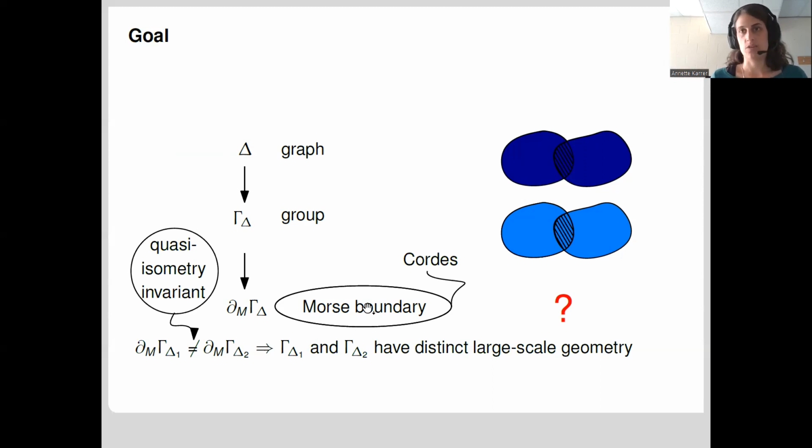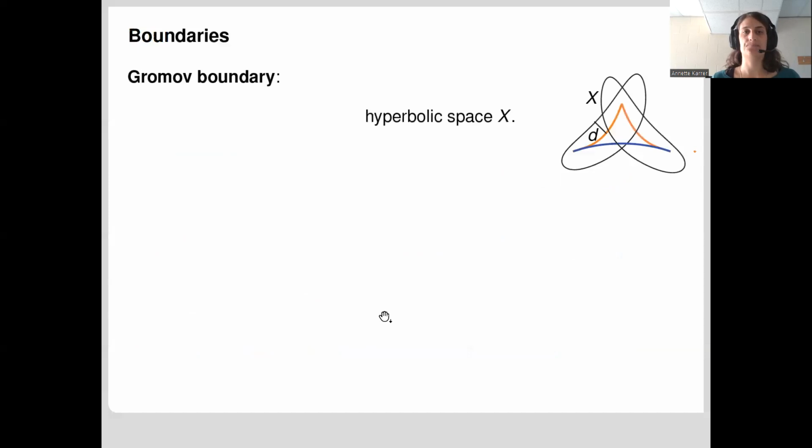Now I would like to explain to you what the Morse boundary is, and for that we first have to understand Gromov boundaries, because Morse boundaries generalize Gromov boundaries. Gromov boundaries are defined for hyperbolic spaces. A hyperbolic space is a geodesic metric space where there exists a delta such that, for each geodesic triangle, the delta neighborhood of two sides of the triangle contains the third side.